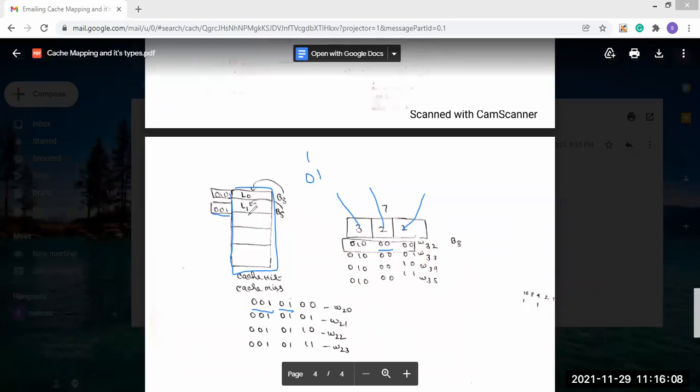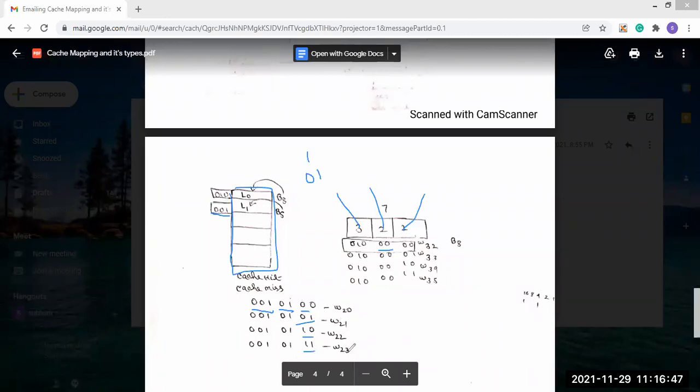And in that particular line, how many words can be stored? Because line size and block size are equal, 4 words can be present at a particular moment in a line. So 4 combinations can be present: 00, 01, 10, and 11. If we use 001 as the tag bits, and 01 for the line number, it will make word number 20, 21, 22, and 23.